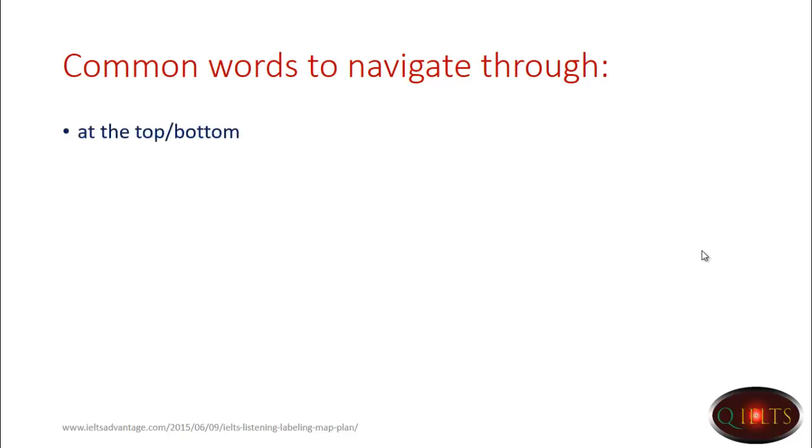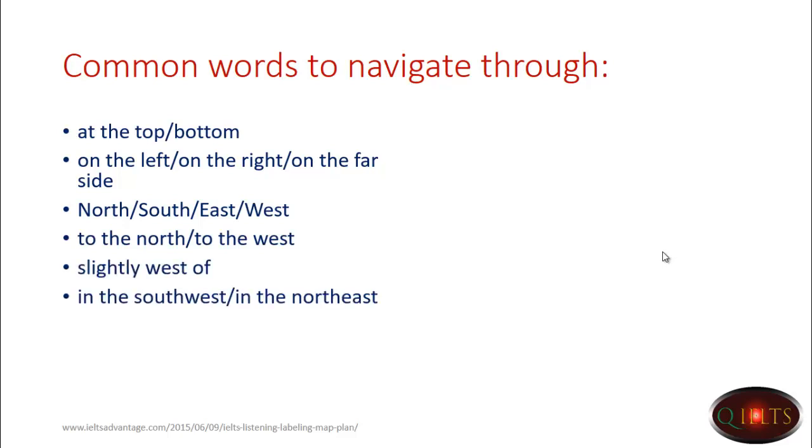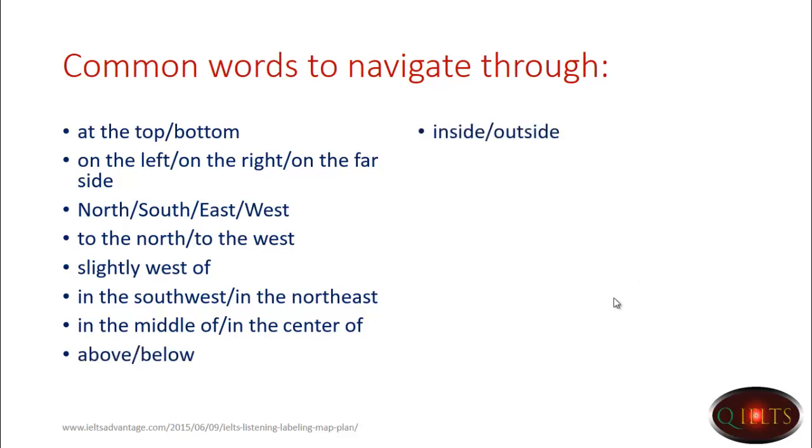In the recording, you might get the words like at the top or bottom, these are opposite of each other, on the left, on the right, on the far side, north, south, east and west indicating directions. Usually, a compass is also given along the figure indicating north, south, east or west. To the north or to the west. Slightly west of. In the southwest or in the northeast. In the middle of or in the center of. Above or below, both of them being opposite of each other. Inside or outside, once again the opposites of each other. Opposite or in front of.